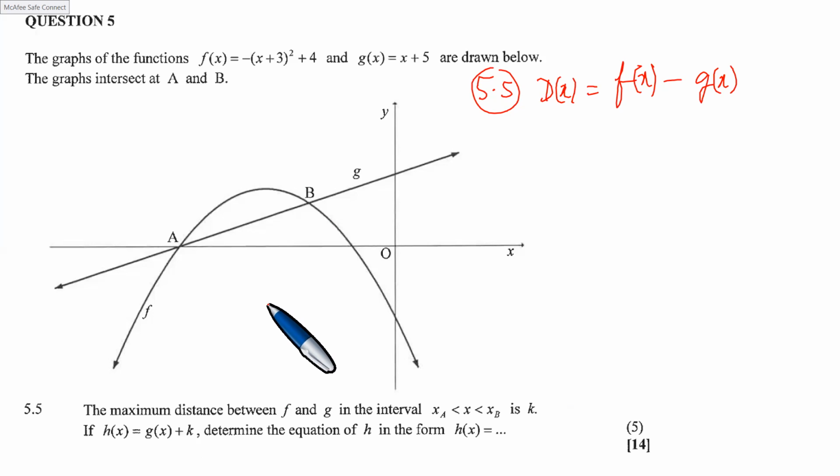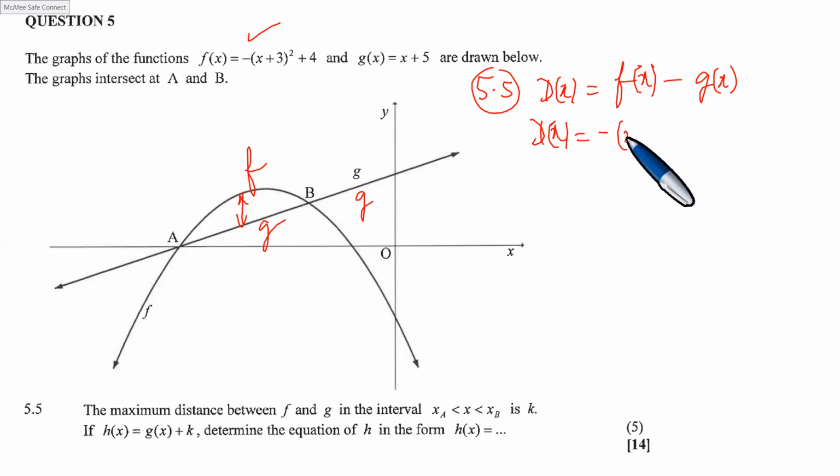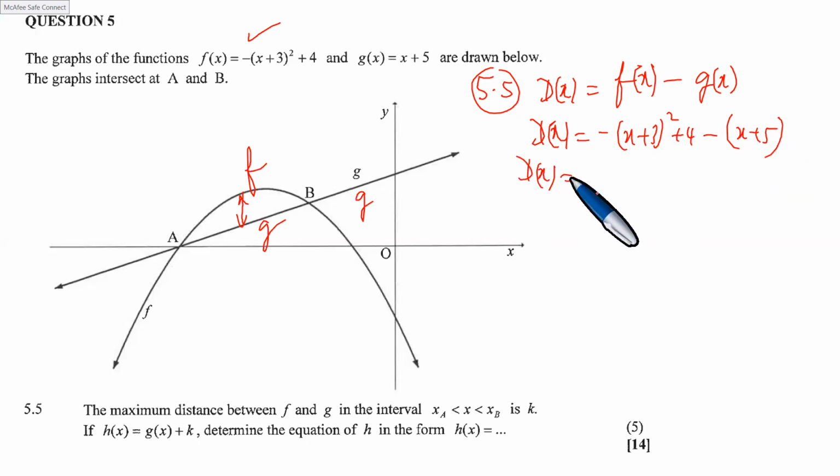There can be negativity and positivity, but we note that this is the graph of f and this is g. In the parts, for instance here, between A and B, the graph of f is above and the graph of g is certainly below. So we can say f of x minus g of x gives us d of x. We have the function f of x, which is minus (x plus 3) squared plus 4, minus g of x. What is g of x? It is x plus 5.